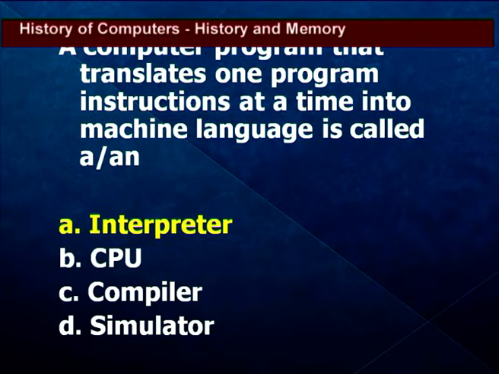A computer program that translates one program instruction at a time into machine language is an interpreter. Interpreter means the conversion of the program language. Program language is nothing but starts with C: C, C++, Java, Oracle, .NET, these are the languages.